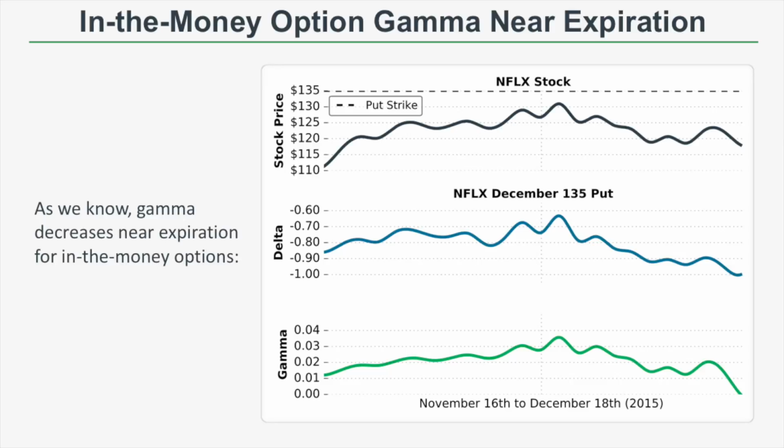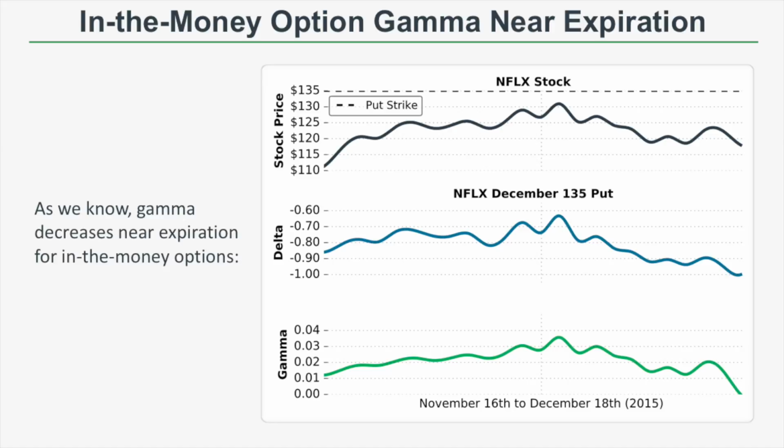So as we can see here, this validates that an option's delta represents the probability that that option expires in the money. Now, the stock price did eventually fall from $130 down to $120. As expiration approached, we can see that the delta of that put went from negative 0.65 all the way down to negative 1.